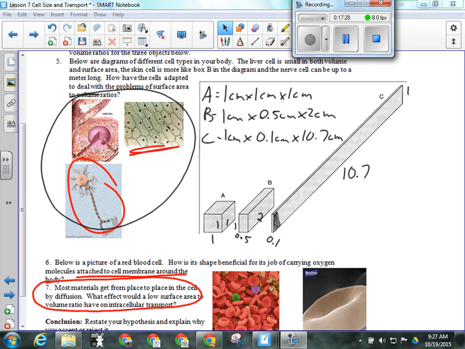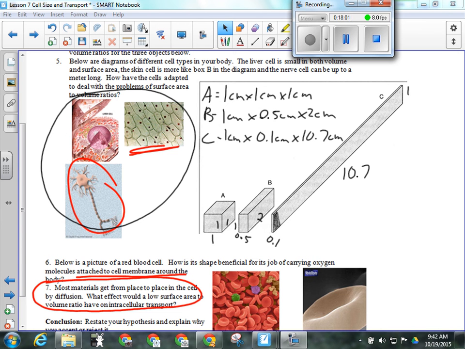So the dimensions are up here for those 3 cubes. Cube A is 1 centimeter by 1 centimeter by 1 centimeter. Cube B is 1 centimeter tall, 0.5 centimeters wide, and 2 centimeters deep. Box C, it's not really a cube, I guess, is 1 centimeter tall by 0.1 centimeters wide by 10.7 centimeters deep. So you can use those dimensions in your calculations. It saves you the measurement.